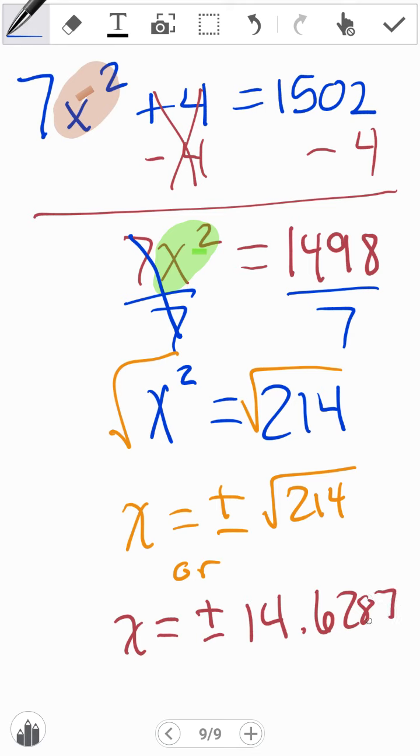Depending on where they want you to round it, you could get several answers. As long as you have 14.62, the 2 could round up to a 3, or the 8 could round up to a 9. So we're going to do plus or minus 14.629 and leave that as our final answer. So as long as you're close to that, you have it right.